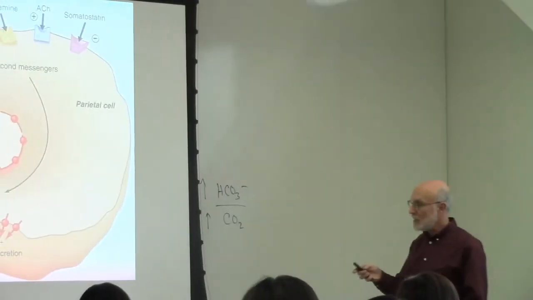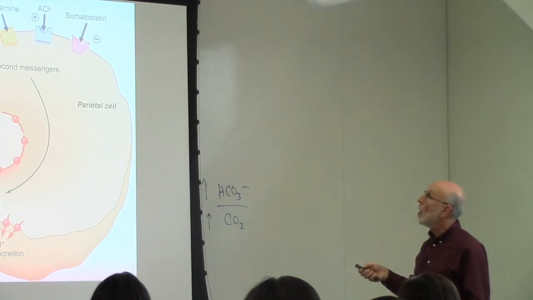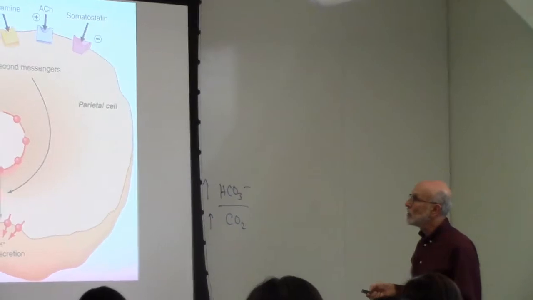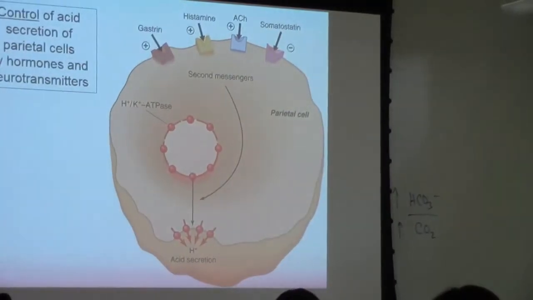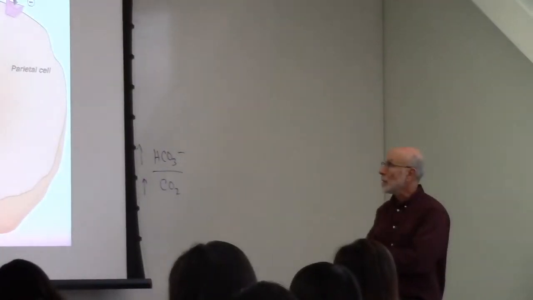Okay, so this is a slide from your textbook that describes how three hormones stimulate the exocytosis of these vesicles into the apical membrane, delivering the proton pump that we want for pumping protons, acid, into the lumen of the stomach.